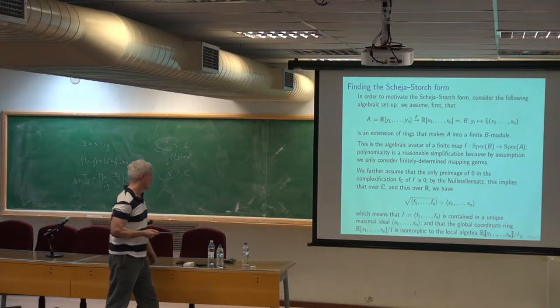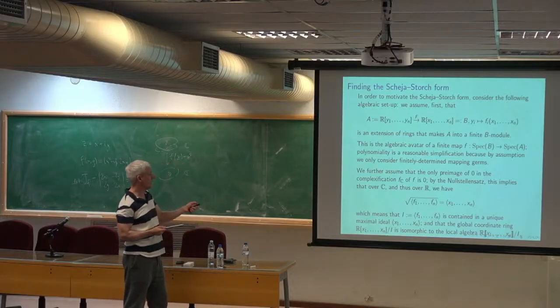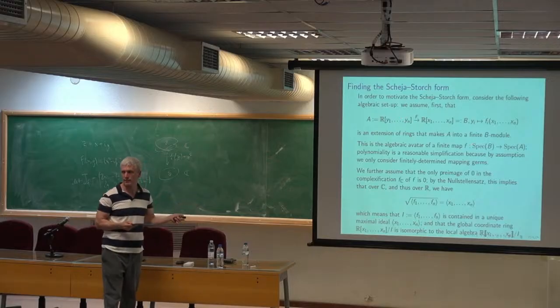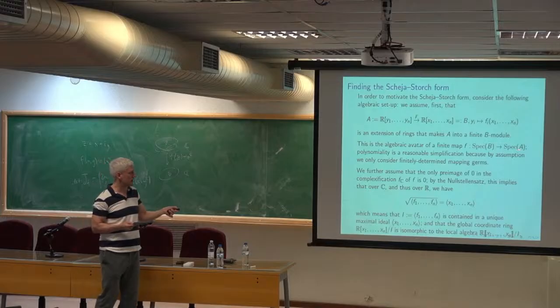We have an extension of rings, polynomial rings with the same number of variables. And so, an extension of rings that makes, I think the statement is supposed to be that B becomes a finite A module. And so this extension of rings is the algebraic version of a finite map that's induced at the level of spectra.